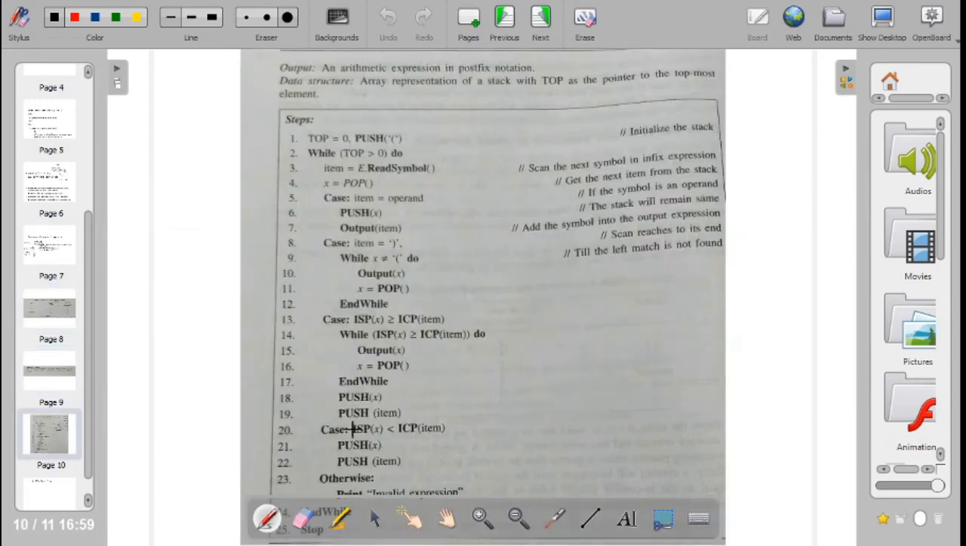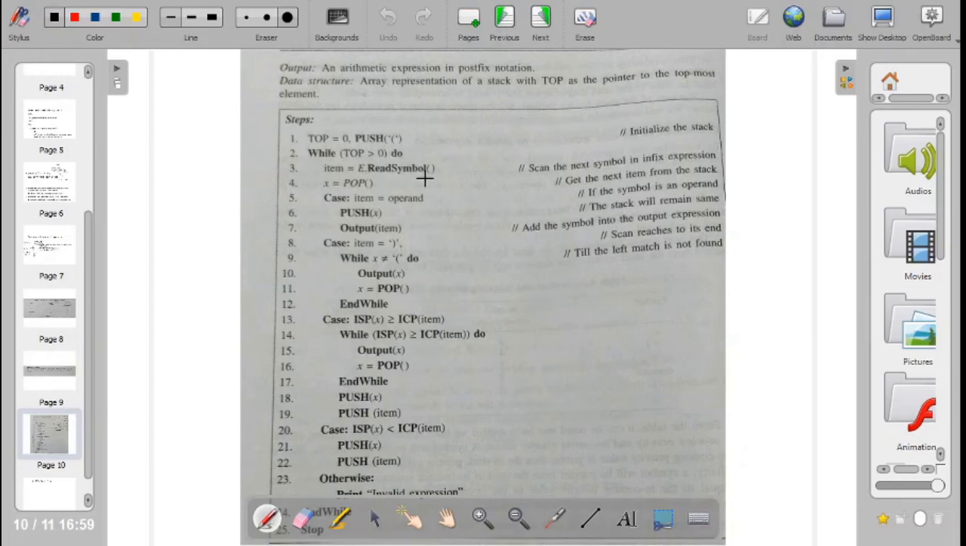Push the current item. Now this push X is because you have an extra pop here, right? So that is also pushed on. The extra pop comes here also, right? Okay. Now in case in-stack priority is less than the incoming priority, you just have to push this item. So this is the general algorithm.